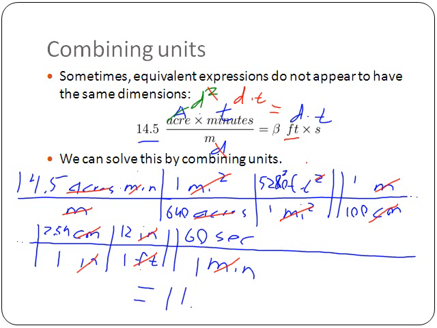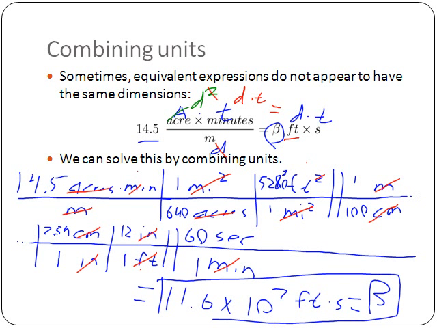So we'd have 11.6 times 10 to the, what did I say? I said 11 million, so that would be 10 to the 7th, I believe. I'm doing that in my head right. So times 10 to the 7th foot seconds, and that's going to be equal to our variable, which is beta, right up here. And so our final answer, beta, is equal to 11.6 times 10 to the 7 foot seconds.